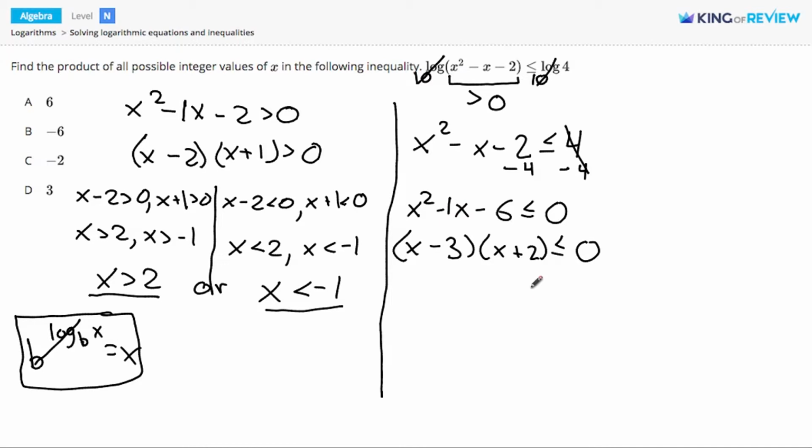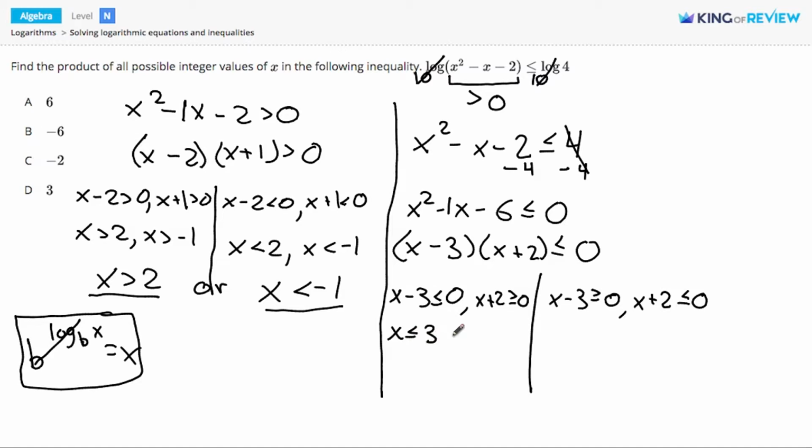We can solve this similarly to how we solved our first equation, but now we need the product to be less than or equal to 0, which means either the first factor is less than or equal to 0 and the second factor is greater than or equal to 0, or the first factor is greater than or equal to 0 and the second factor is less than or equal to 0, so that they multiply to give us a negative number, or 0. Solving the left side, we get x is less than or equal to 3 and x is greater than or equal to negative 2. Rewriting that as a compound inequality, we see negative 2 is less than or equal to x, which is less than or equal to 3.